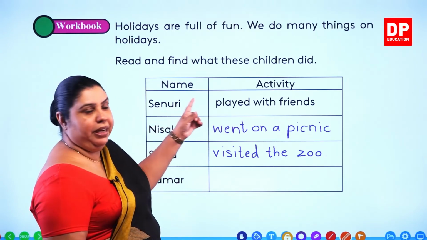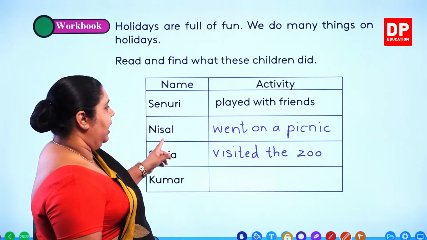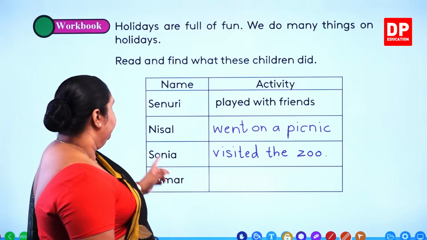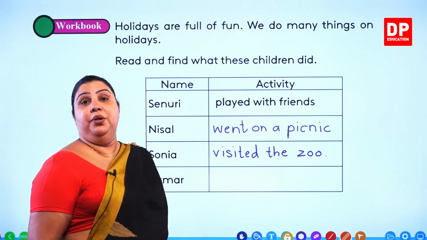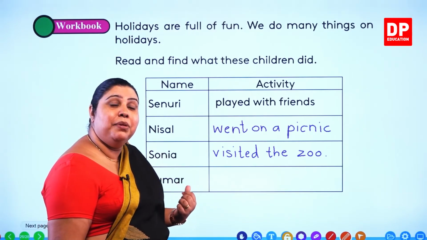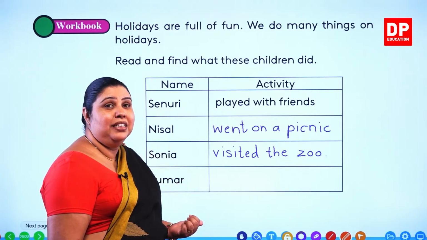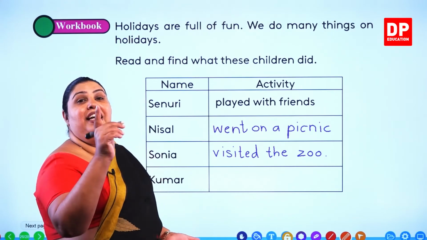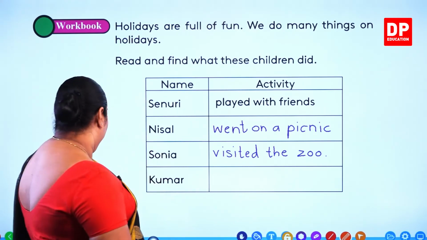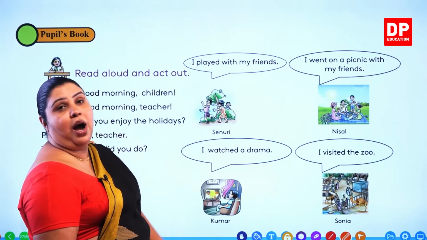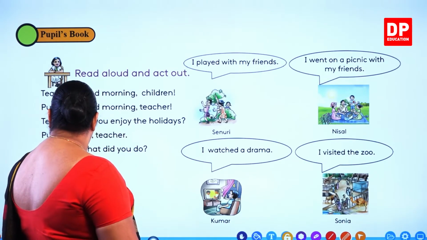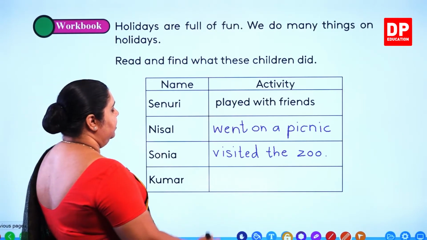So Senuri played with friends. Nisal went on a picnic. Sonia visited the zoo. Then what did Kumar do? Can any one of you tell me what Kumar did during the holidays? That's right. He watched a drama. පුතාලට මතකද පුතේ ඔන්න බලන්න මේ. I watched a drama. So what did Kumar do? Watched a drama.